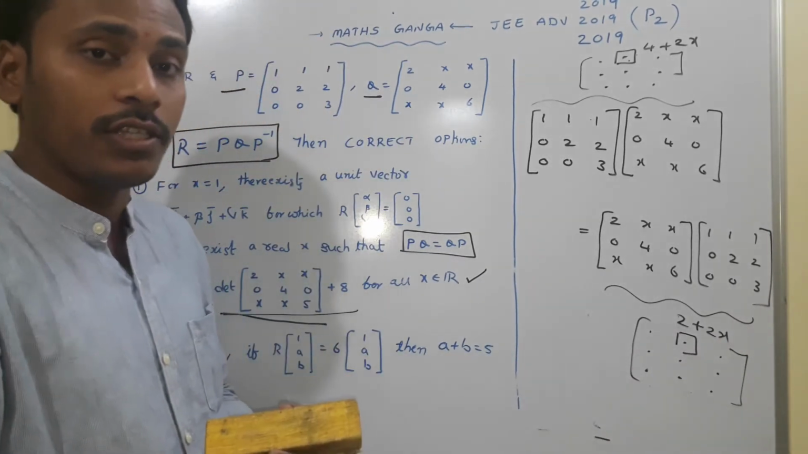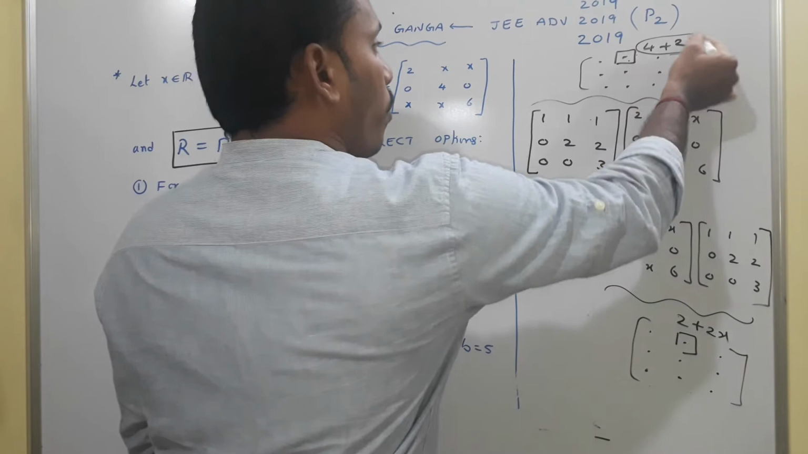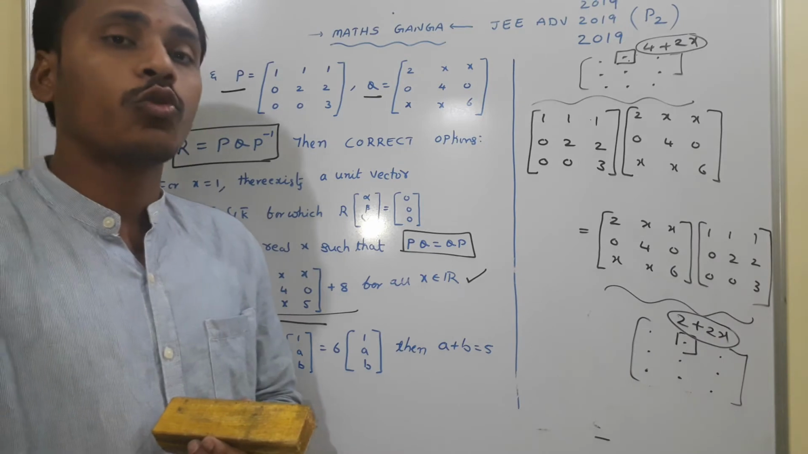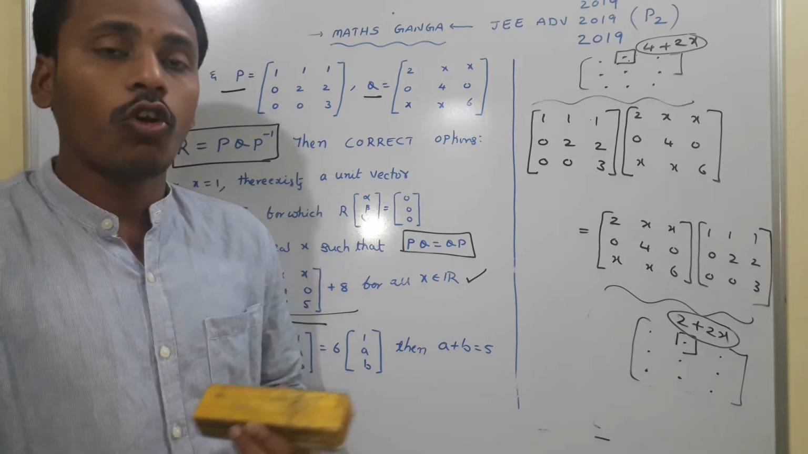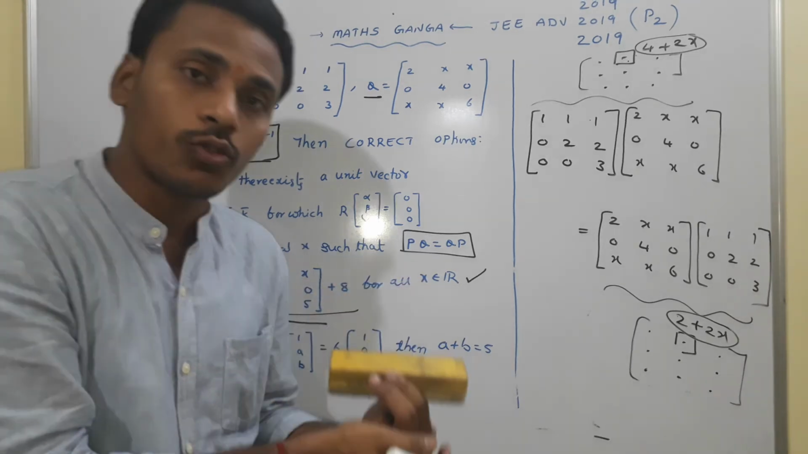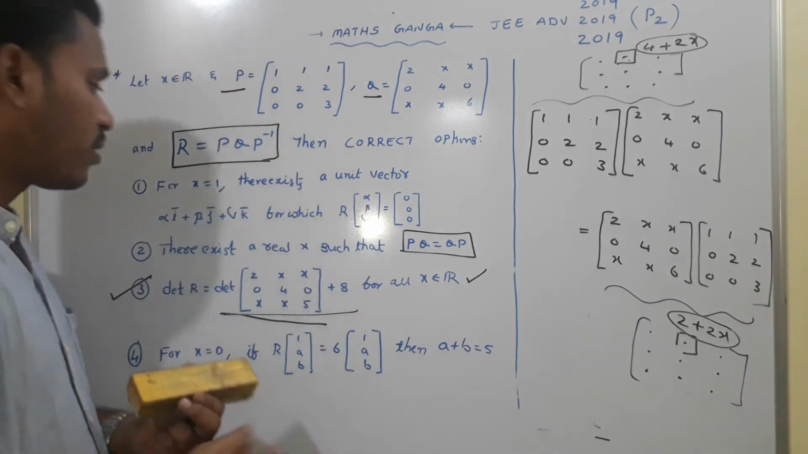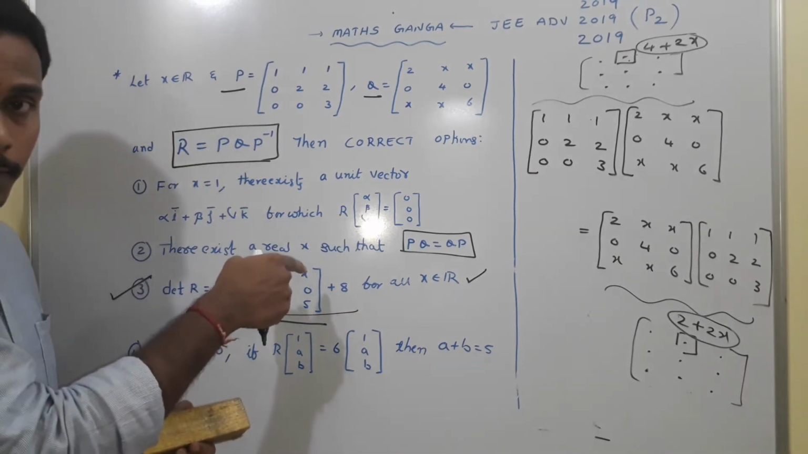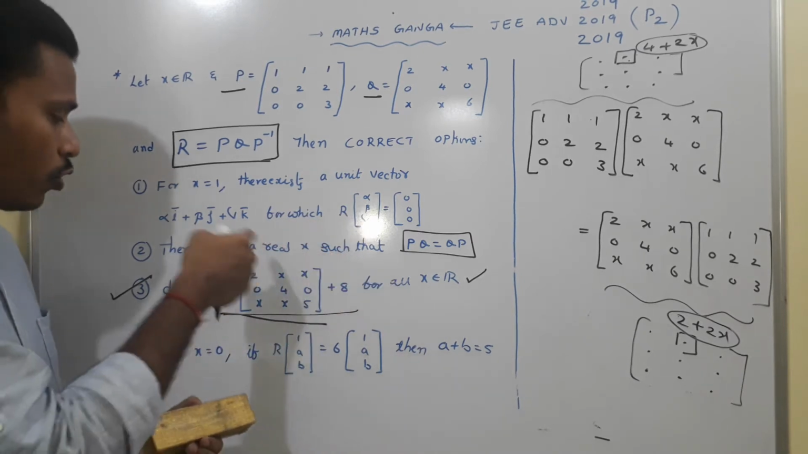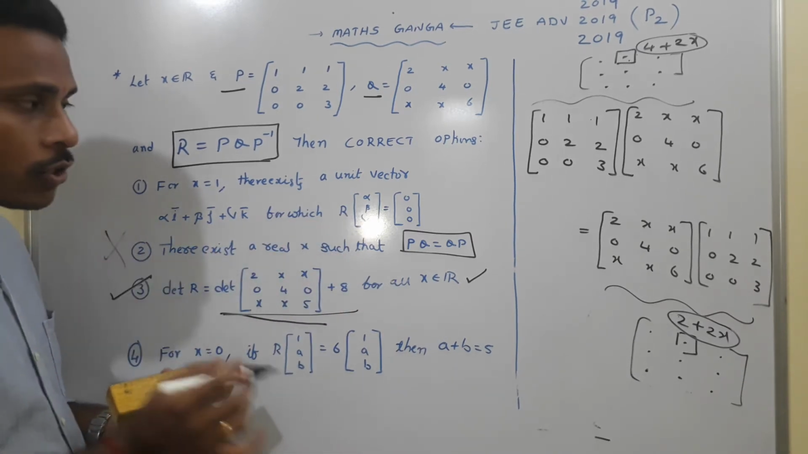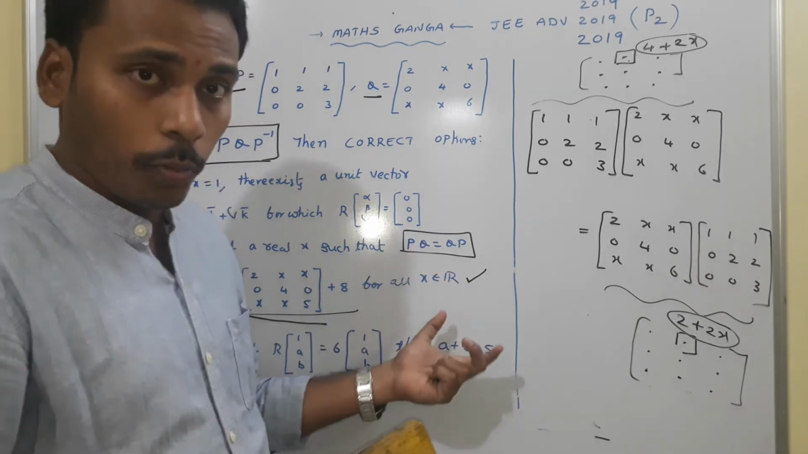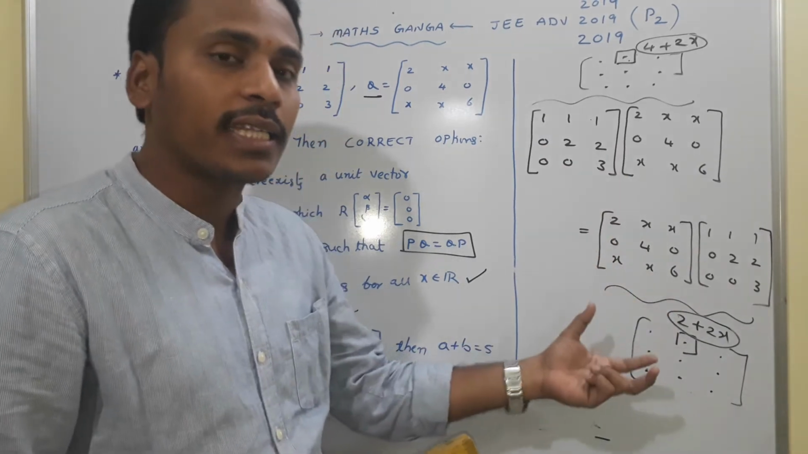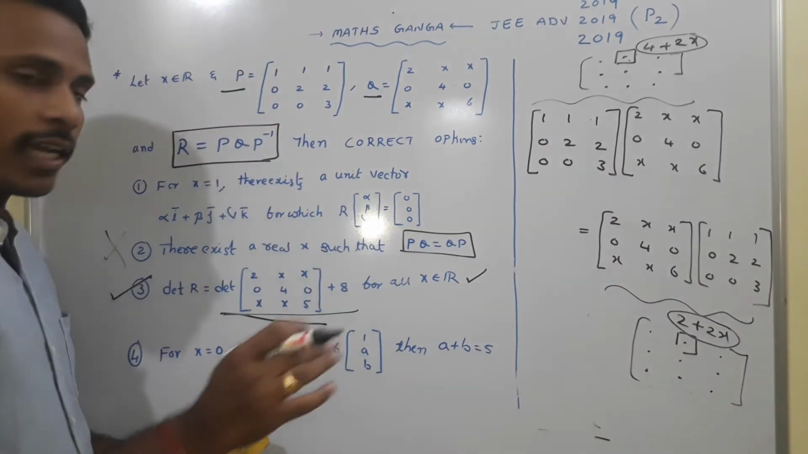If you try to equalize these two, this element is 4 plus 2x, its corresponding element is 2 plus 2x. So 4 plus 2x equals 2 plus 2x can't have any solution. We can't fix any value of x to equalize 4 plus 2x with 2 plus 2x. So there exists no x such that PQ is equal to QP. But it is mentioned that there exists a real x. Since we can't find the x, this is not a correct choice, this is the wrong one. So without calculating the total product P into Q and Q into P, directly we are saying that there is no x, right? This is the second option.